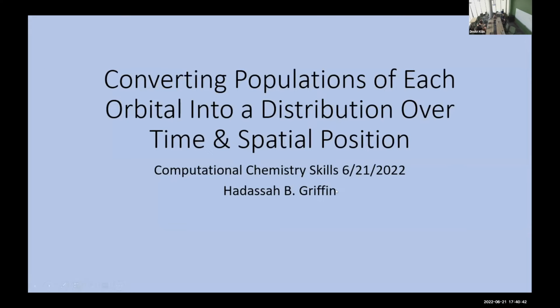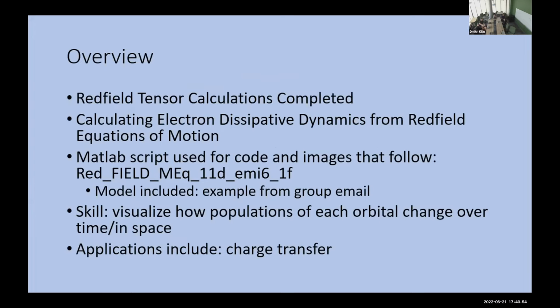There we go. I think some of what I'm talking about has already been discussed, but we're looking at the populations of these orbitals and distribution over space and time. Last week we did the red pill sensor calculations. This week we're looking at the dynamics.